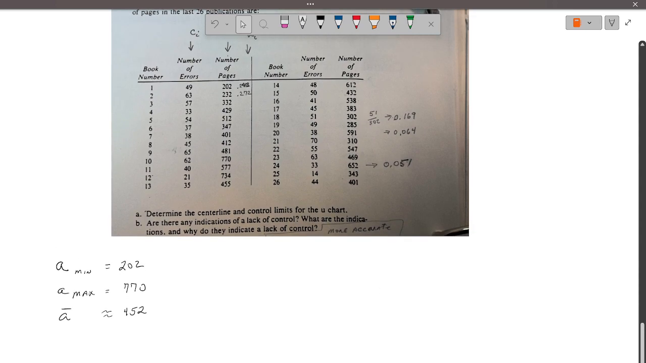Okay. So I'm looking at U sub I, and it's going to be equal to C sub I divided by the area of opportunity, and that's going to give me... No, not doing that one. Hold on. U sub I.